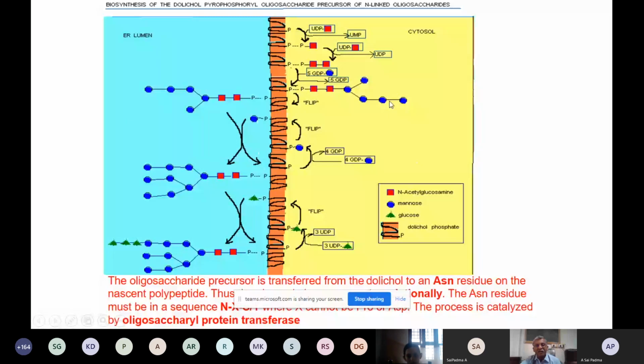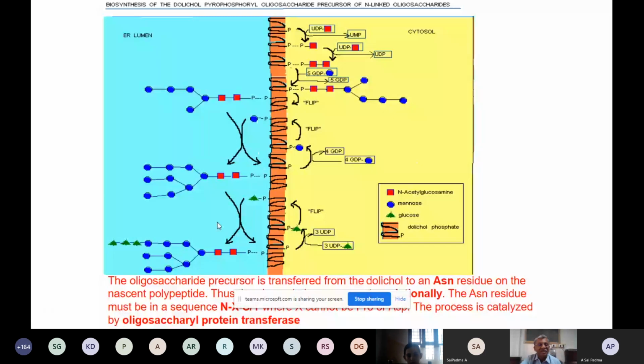Now, this 7 carbon unit, once it is generated towards the cytosolic phase, is now flipped into the ER lumen side, and this mechanism facilitates further addition of sugars in the ER lumen, wherein 4 more mannose residues are added from GDP mannose, and you get the 9 mannose residues. Subsequently, 3 UDP glucose residues are transferred to this mannose residue, and you add on 3 glucose units. So thus, this is the core oligosaccharide, which consists of 2 N-acetylglucosamine, 9 mannose, and 3 glucose.